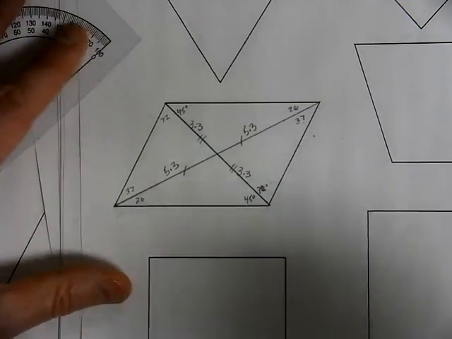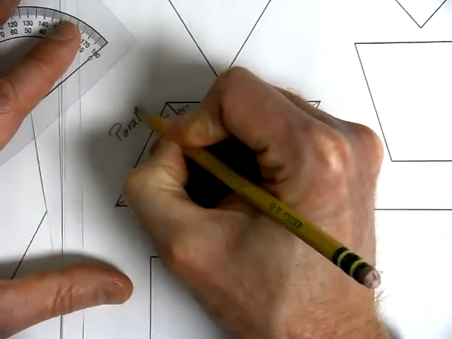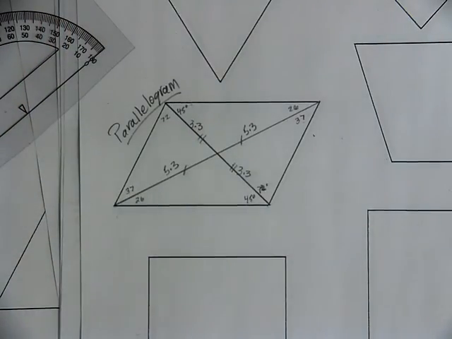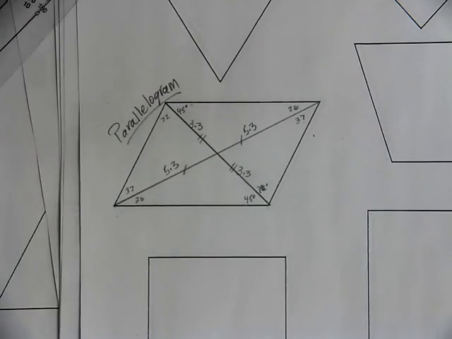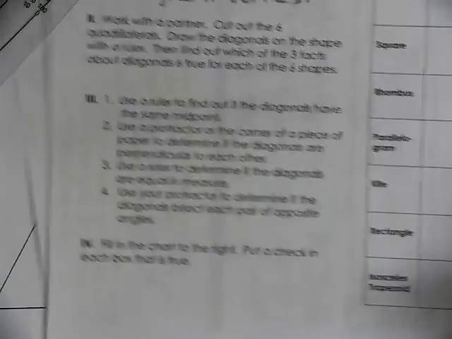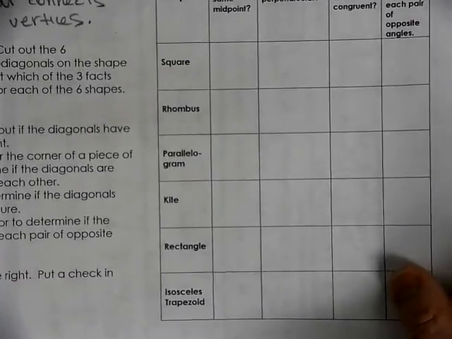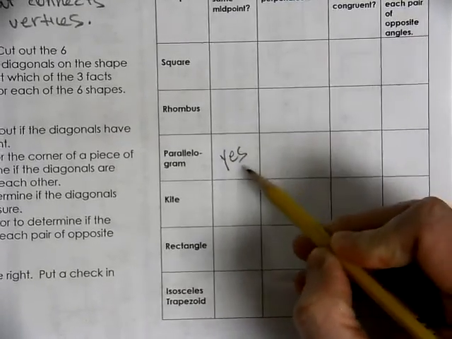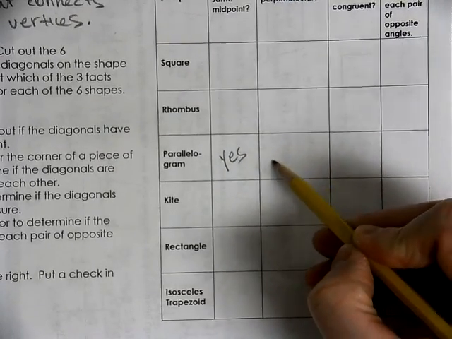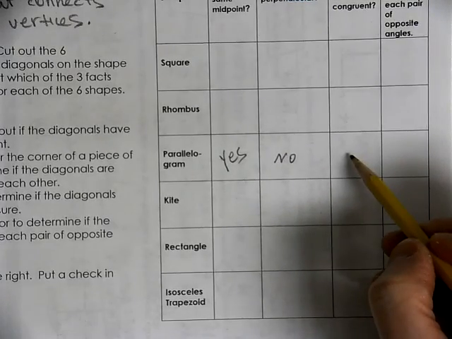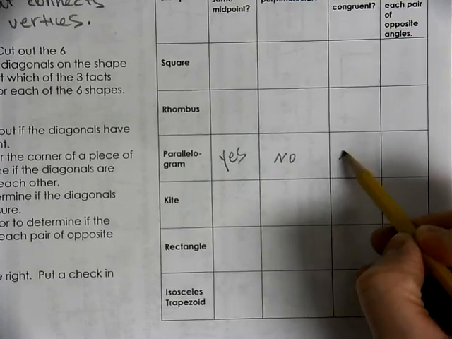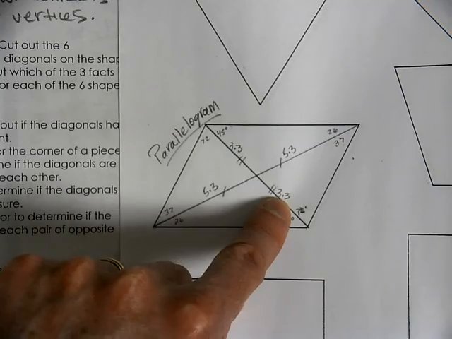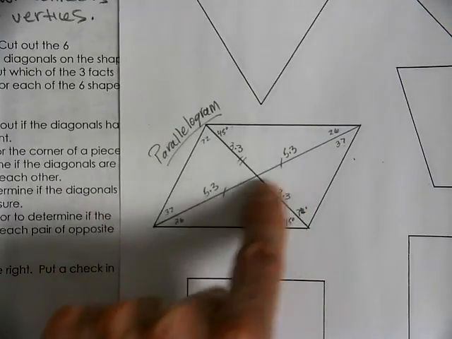Okay? So this shape is called a parallelogram. So here on our chart, we could come into a parallelogram. The diagonals have the same midpoint. Yes, they do. Diagonals are perpendicular. No, they weren't. Diagonals are congruent. No, they weren't. One was 10.6, another one was 6.6 in total length, but they were bisected.